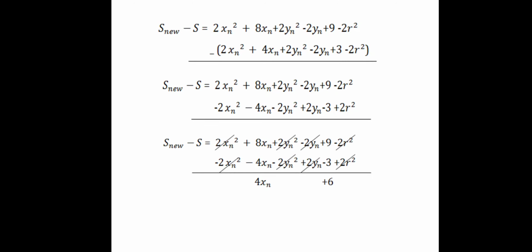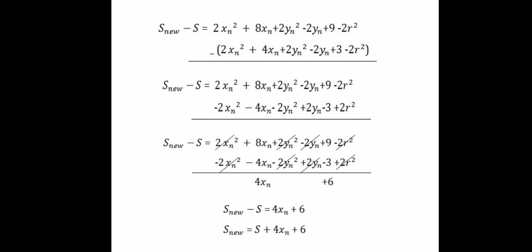For the solution, 2xn square minus 2xn square will get cancelled. In the same way, 2yn square gets cancelled. Same way, 2yn minus 2yn and plus 2yn get cancelled, and minus 2r square and plus 2r square get cancelled. So what is the remaining thing? That is 8xn minus 4xn is 4xn, plus 9 minus 3 is plus 6. So what is the remaining thing? 4xn plus 6, but I want only the S nu.